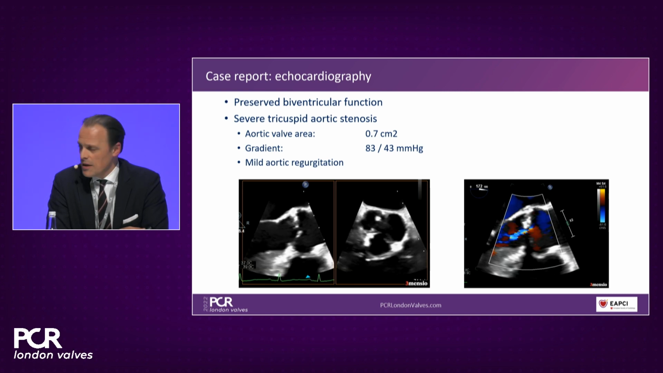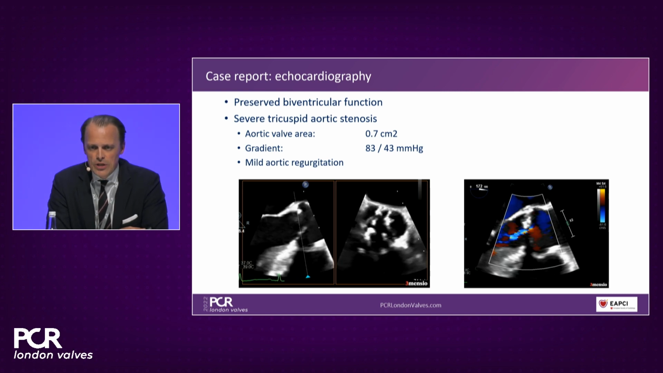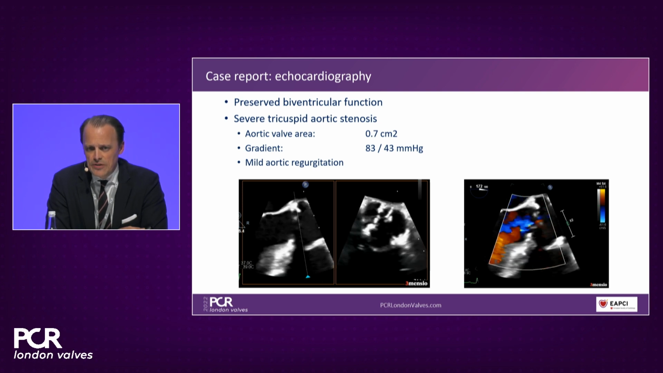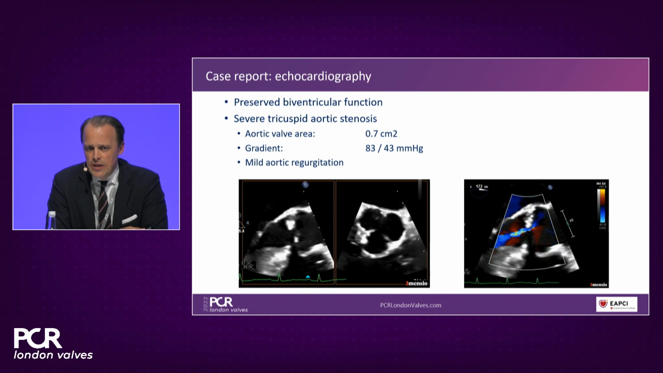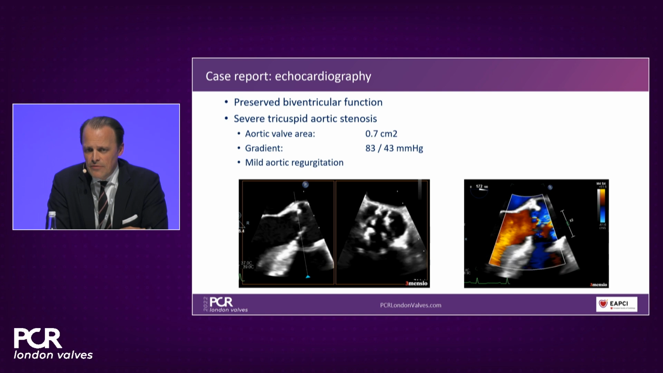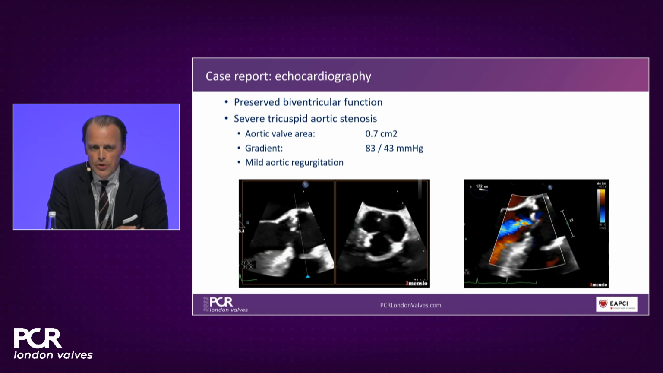This is her baseline echo, explaining her NYHA status, preserved biventricular function, but severe tricuspid aortic stenosis. You can see opening areas, gradients here. She has a concomitant or combined valve dysfunction, if you will, with mild aortic regurgitation.